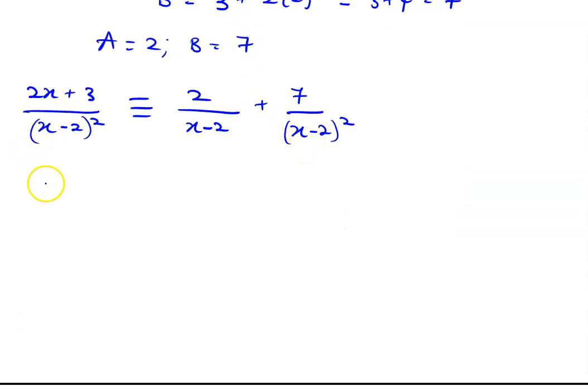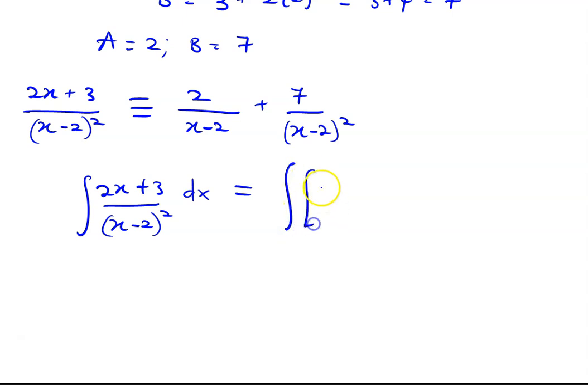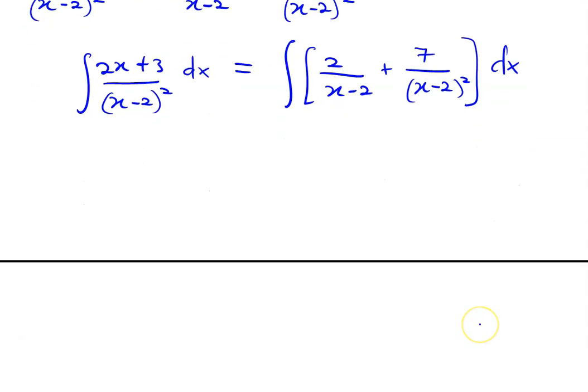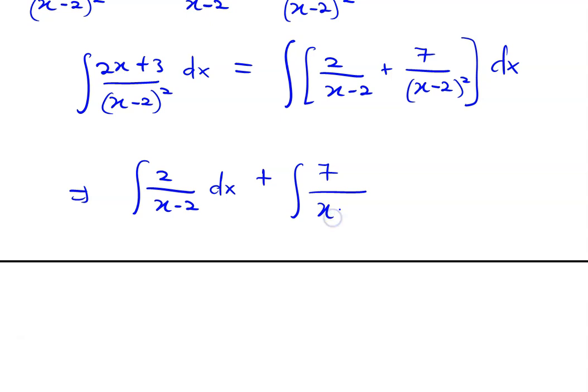So in this case, I will say that the integration of 2x plus 3 over (x minus 2) squared, dx, is equal to the integration of the sum of 2 over (x minus 2) plus 7 over (x minus 2) squared, dx. I can apply distribution of the integration to all of them. So I'm going to get the integration of 2 over (x minus 2) dx, plus another integration of 7 over (x minus 2) squared dx.